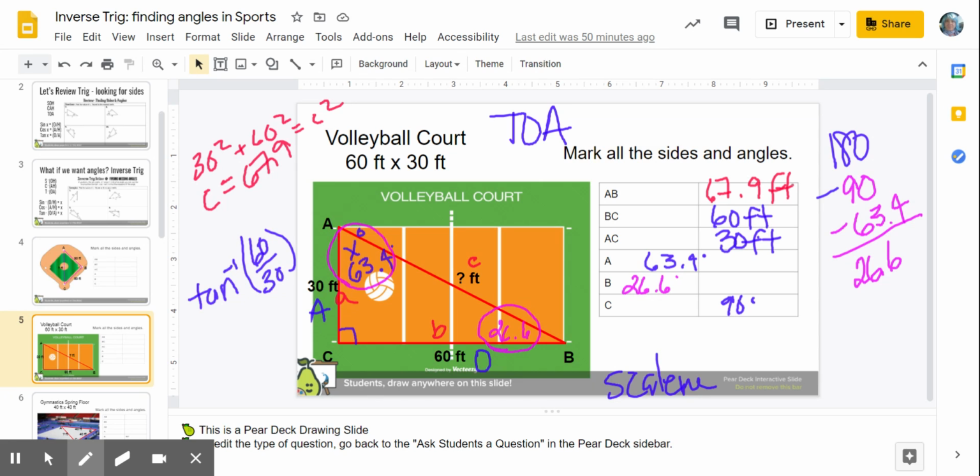So on each one of these slides, you're going to use Pythagorean Theorem once. You're going to use triangle sum once. And you're going to use some kind of trig function once. And that's how you're going to get all your information. And you don't always have to use tangent, but you do always have to use some kind of inverse trig function.